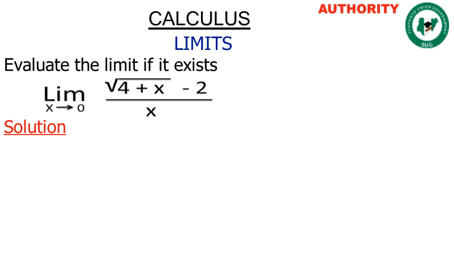We have lim as x approaches 0, square root of 4 plus x minus 2 all over x. Please pay attention. Alright, now let's go. We are going to multiply this expression or this function by the conjugate of the numerator.